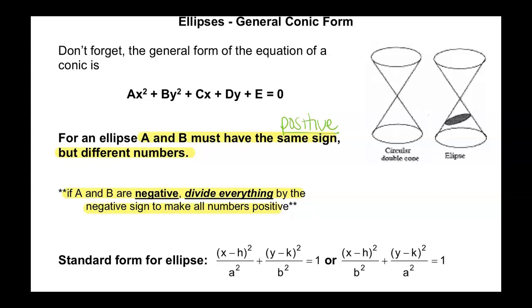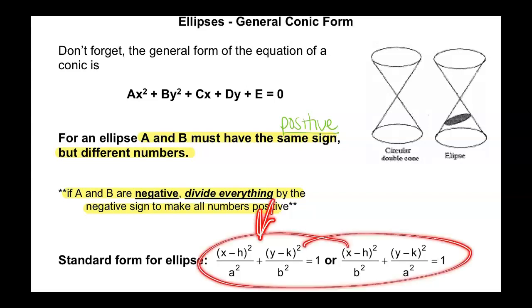Our standard form that we're going to be creating are these two formulas. Remember, this one is where your x squared is having an a squared underneath it, which means it's a horizontal graph. This one is where your a squared is under your y squared term, which means it'll be a vertical graph.